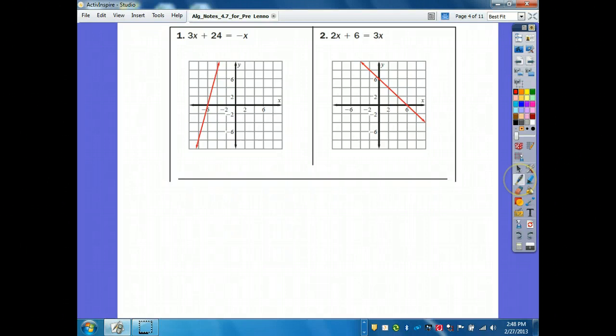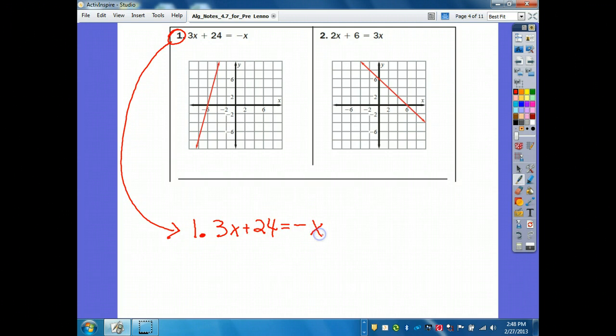Now, on your notes, these are just like the ones on the back side of your worksheet. The only difference is here's number 1, and what I've done on your worksheet is I've rewritten the problem down here again. So do this, please. 3x plus 24 equals a negative x. Right? So your worksheet looks just like that. Down here, this is where you need to just solve for the x. You just do this algebraically.